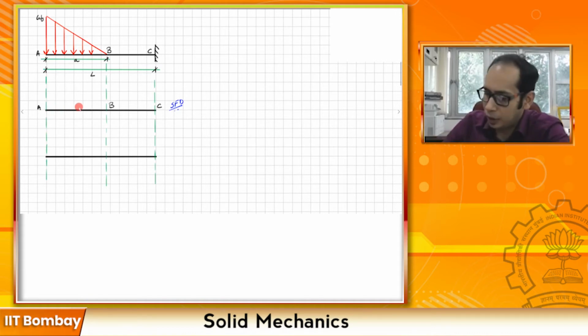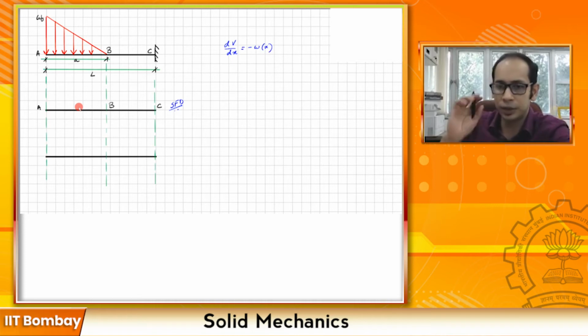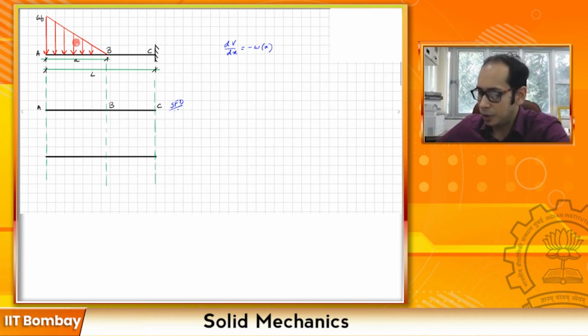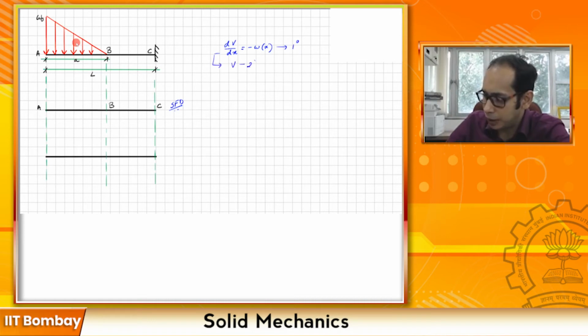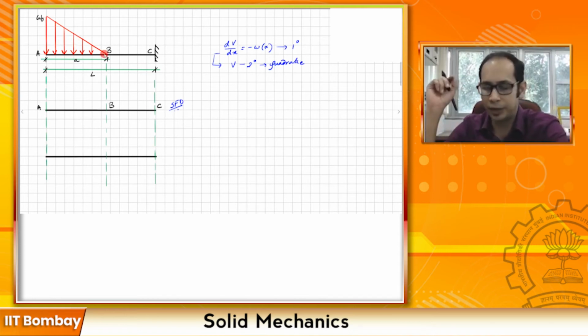So let's write down our expression again. We have dV/dx is minus w, which is a function of x. This is the general form of the equation, and so that tells you that in this particular problem, w is of degree 1, because it's a linearly decreasing load. So that again tells you that V must be second degree, that is, it must be quadratic. So as long as the load is present, from A to B, you will have a quadratic variation of the shear force diagram.